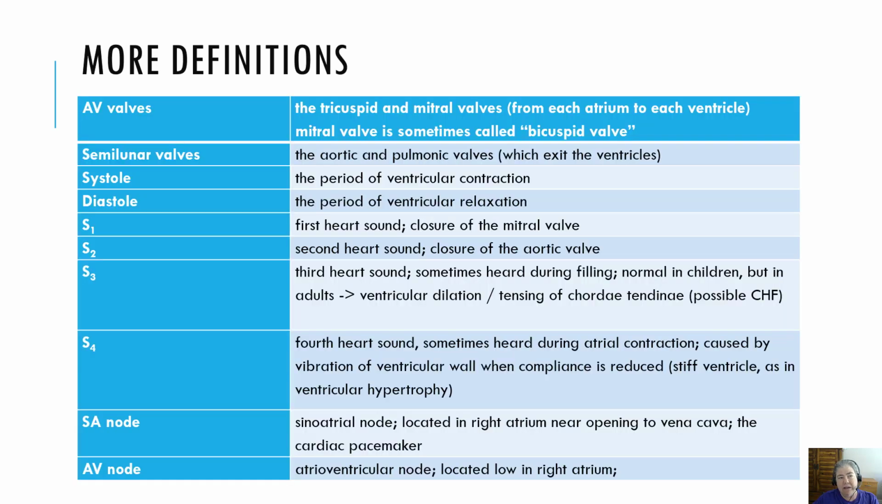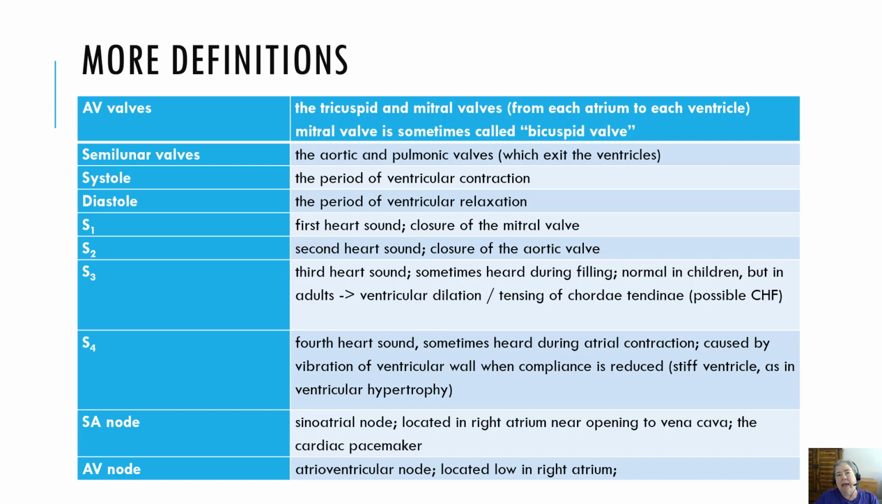And here we have a few more definitions, and we'll come back to some of these as we go through this presentation because they'll be helpful. So first, there are two sets of valves, right? There are the valves between the atria and the ventricles. On the right side, it's the tricuspid valve. On the left side, it's the mitral valve, and they're called AV valves. You will occasionally hear the mitral valve, which is between the left atrium and the left ventricle, called the bicuspid valve.